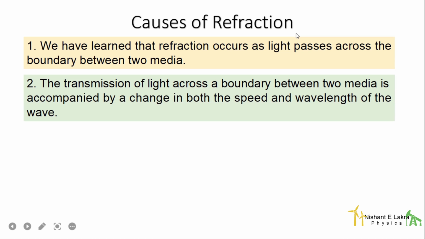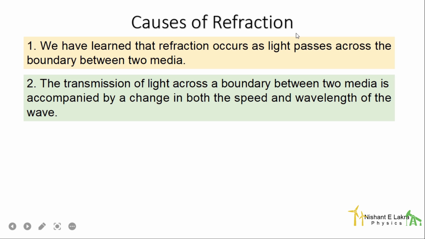The second cause of refraction is that the transmission of light across a boundary between two media is accompanied by a change in both speed and wavelength of the wave. So the refraction or transmission of light is accompanied by a change in the speed of light and the wavelength of the light. We will be understanding it more in the future. But still I would like to tell you that the speed of light in a denser medium is less compared to the speed of light in a rarer medium.